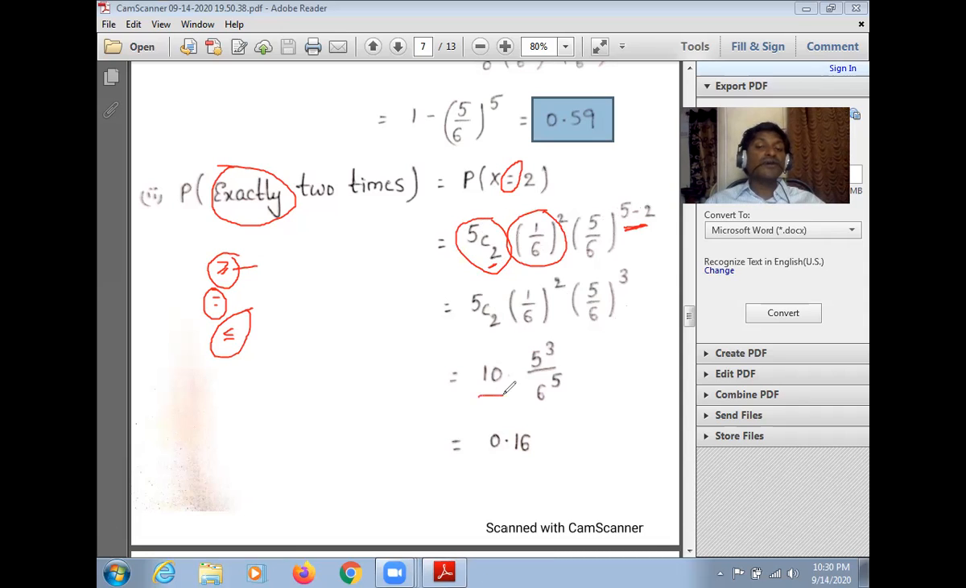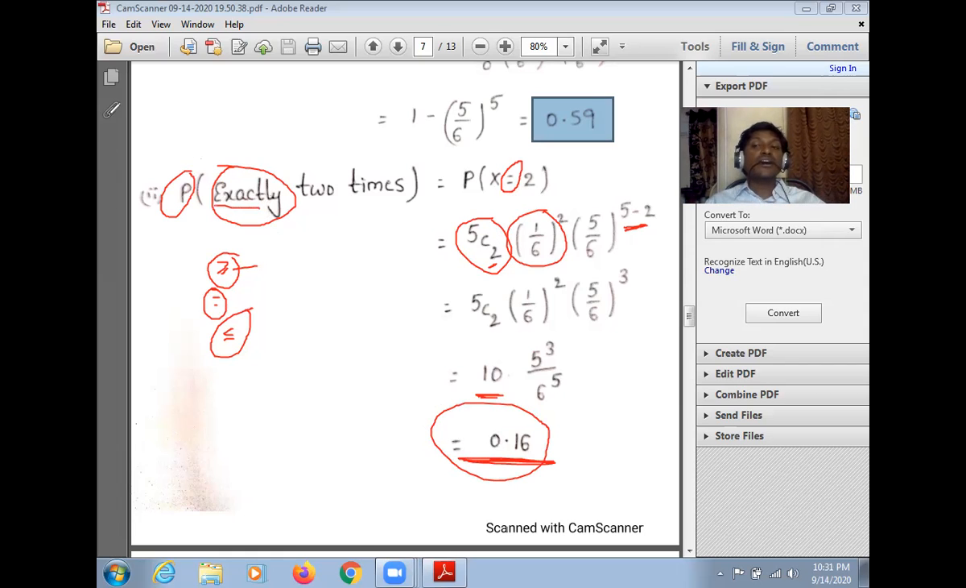So 5C2 is nothing but how much? 10. So (1/6)^2, and 2 plus 3 is nothing but 5, so 5^3 by 6^5. By simplifying that, we got 0.16. Don't forget, here we are calculating probabilities, so we have to get a value between 0 and 1. So 0.16. Okay. Once you remember the formula, and by knowing the values of n, p and q, and if you write the word notation in symbolic notation, it is simply substitution, nothing in that. So this complete unit follows the same pattern.